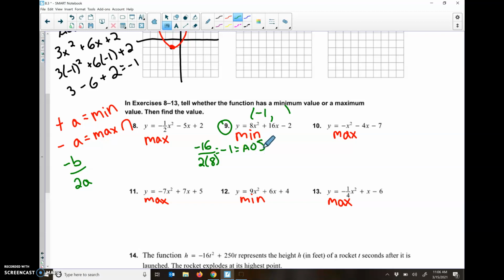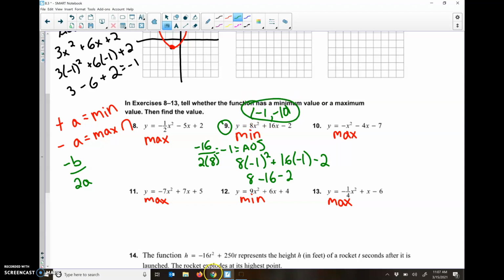Okay, and then we're going to go in and plug that negative 1 in for my x. So I have 8x squared, so 8 times negative 1 squared, plus 16 times x, so 16 times negative 1, minus 2. So negative 1 squared is positive 1. Positive 1 times 8 is 8. 16 times negative 1 is a negative 16, and then minus 2. So 8 minus 16 is negative 8, minus 2 is negative 10. So I guarantee this will be a graph with a minimum, and the vertex will be at negative 1, negative 10.